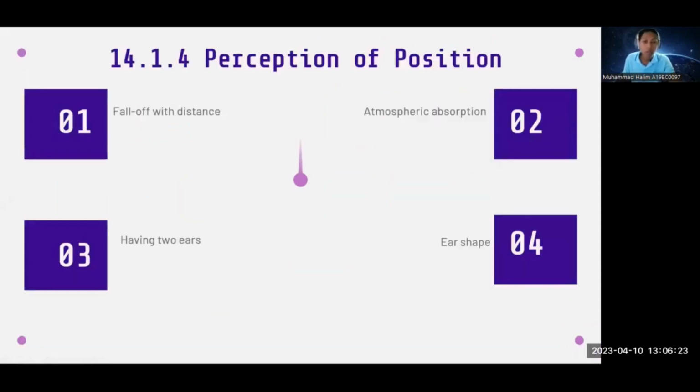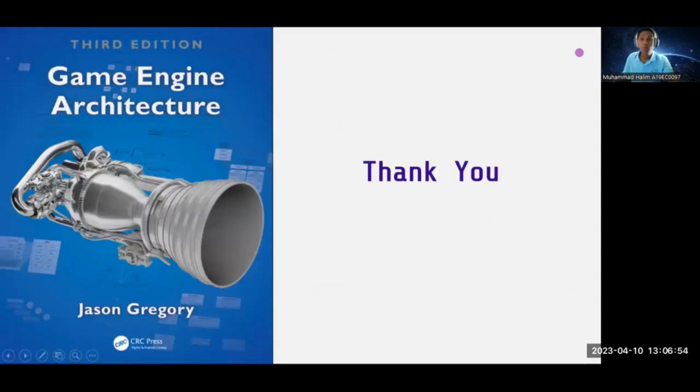So in the chapter 40.1.4, which is perception and position, explain the human auditory system that is involved to allow a reasonably accurate perception of the position of sound in the space around us. So there are actually four elements that affect the position of sound, which are fall off the distance, atmospheric absorption, having two ears, and the ear shape. I think that's for my part in the review of the game engine architecture.